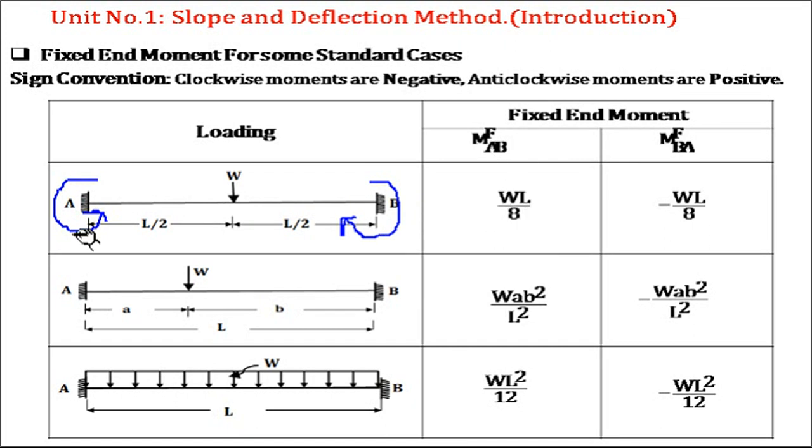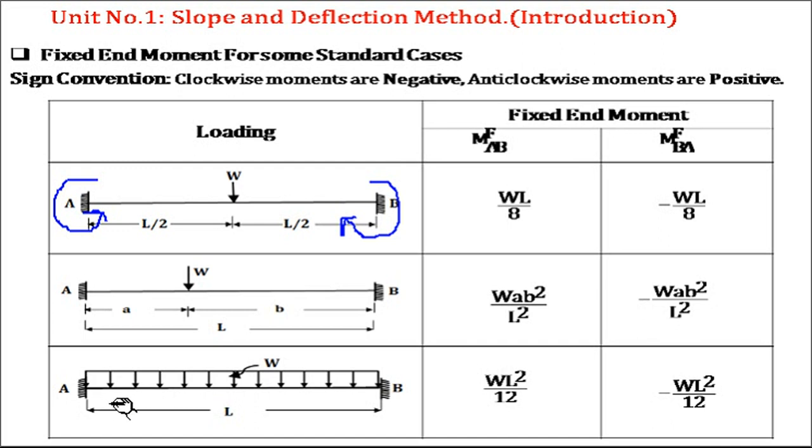So the fixed moment at joint A will be WL by 8, as it is in anti-clockwise direction, so positive. The fixed moment at joint B, as it is in clockwise direction, is negative, so minus WL upon 8. Now here, as the load is at the center, the fixed moments at A and B will be the same, only at A it will be positive, whereas at B it will be negative. Now the next case, the point load W is acting away from the center, so the fixed moment at A will be W a b square upon L square. At joint B it will be minus W a square b upon L square.